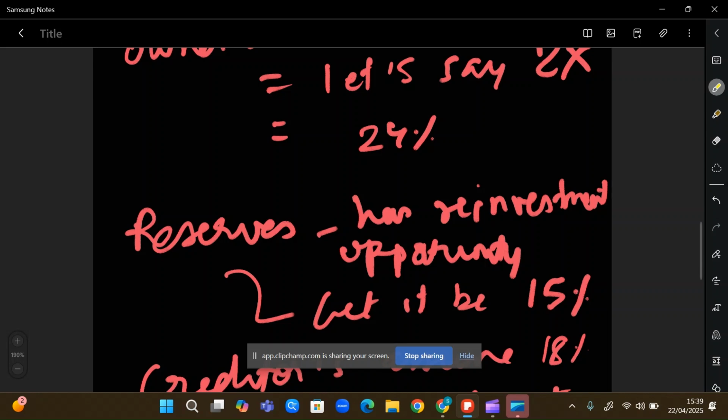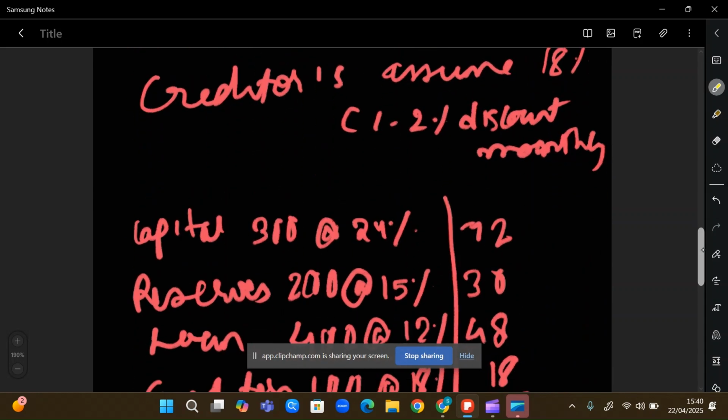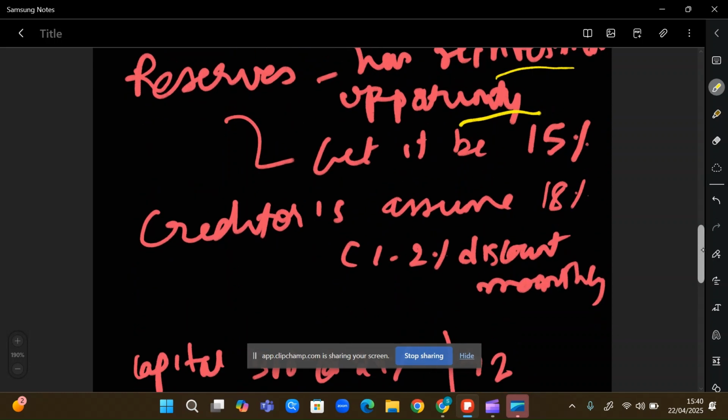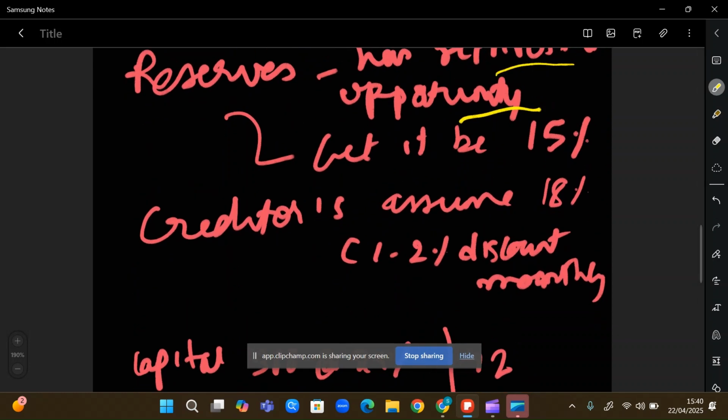Similarly, reserves are the undistributed profit ploughed into the business. It carries a reinvestment opportunity and has a possibility to earn a higher return. It deprives the shareholders of the opportunity of reinvesting the dividend. So it would be more than 12%. Let it be 15%. And for the creditors, let us assume it is 18% because generally it is 1 to 2% discount monthly.